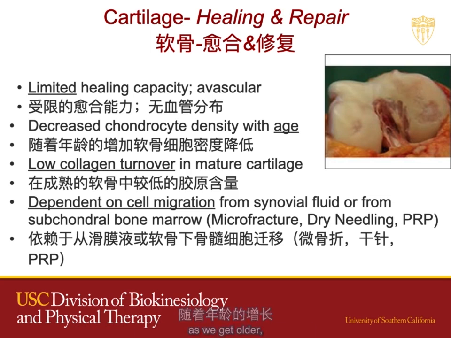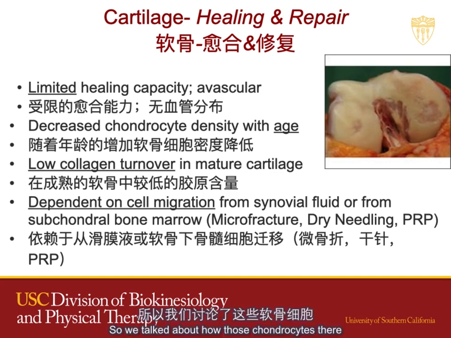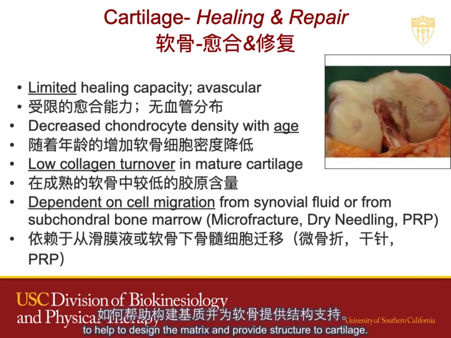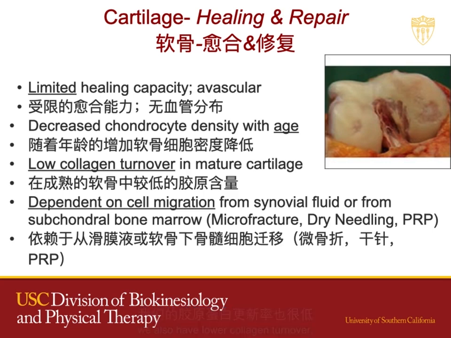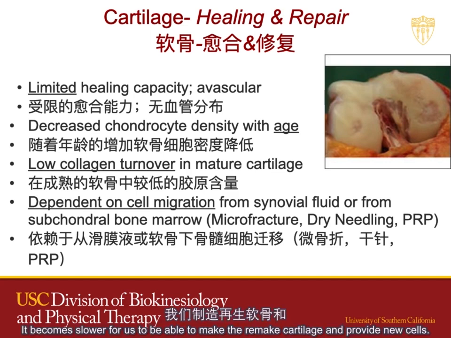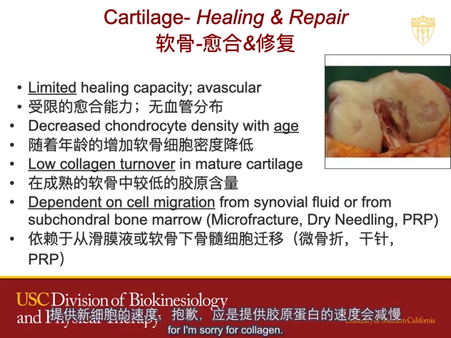Also, as we get older, you'll see that cartilage has decreased chondrocyte density. We talked about how those chondrocytes are there to help design the matrix and provide structure to cartilage. Those decrease with age. We also have lower collagen turnover. Our collagen type 2 especially is very minimal anyways in cartilage. And as we get older, it becomes slower for us to be able to remake cartilage and provide new cells for collagen.